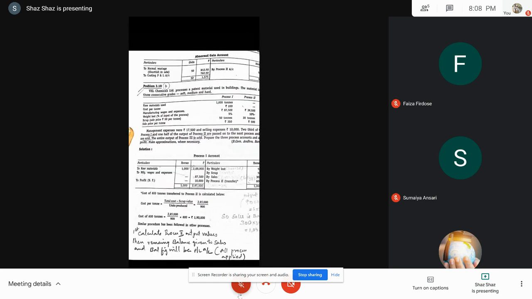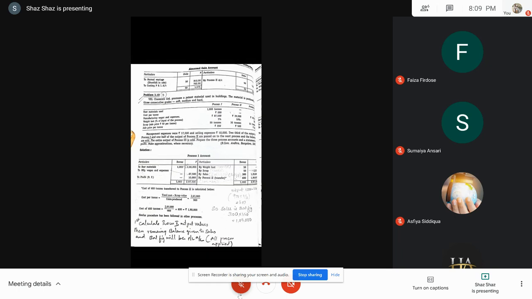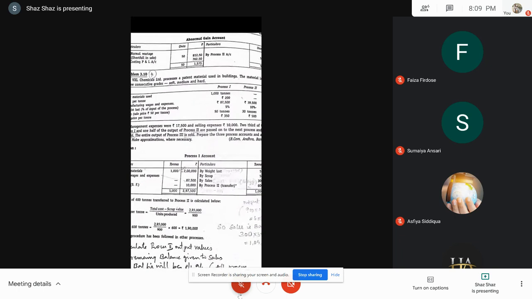Okay? Then we have to prepare three process accounts and the profit and loss account, making approximation where necessary. So now let's start with this. We have to start with the solution, process one. So take down as usual, what is your raw material?